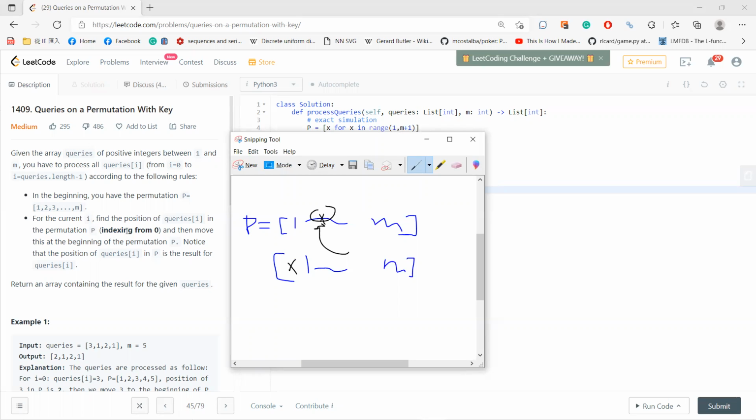And you need to collect the indices. So you have an answer array, and this answer array will be the indices. You just keep going for the length of queries.